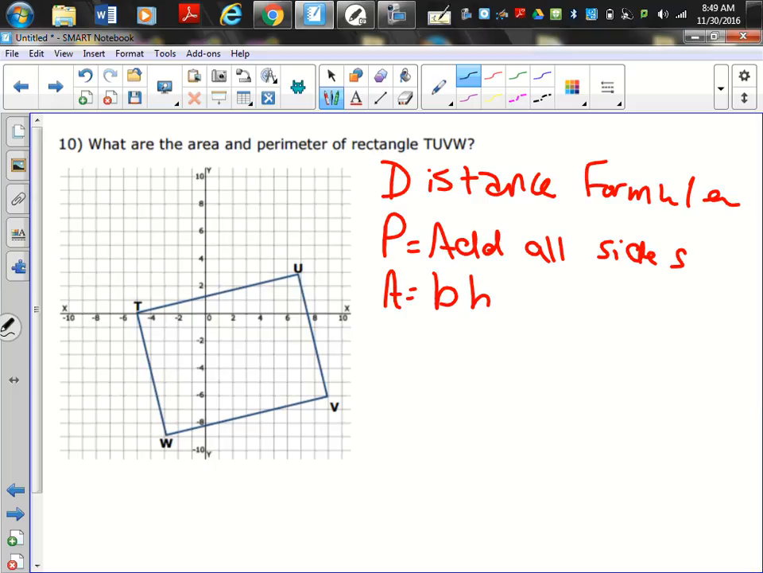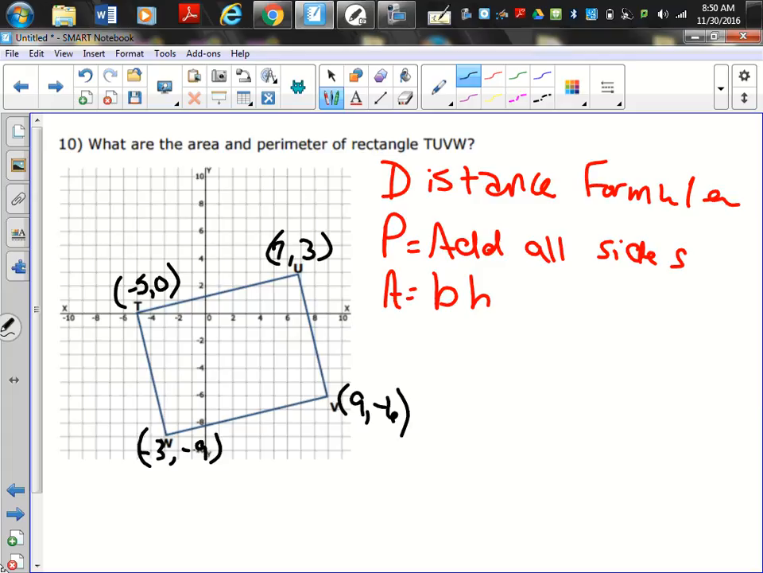U is over 7, up 3. So it's at 7, 3. V is over 9 and down 6. So over 9, down 6. T is back 5, up 0. And W appears back 3, down 9. Good. So back 3, down 9.